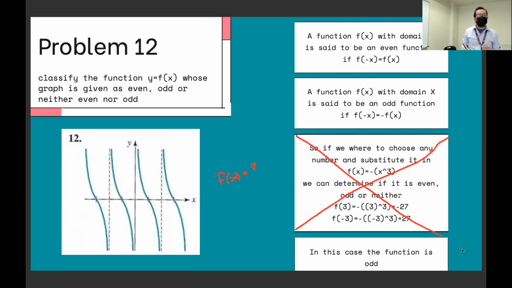I don't think it would work out. It wouldn't, and let's see why. Let's grab whatever section of the graph. Let's say this one here.